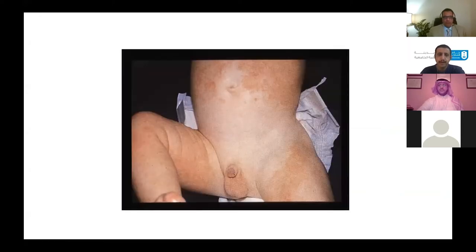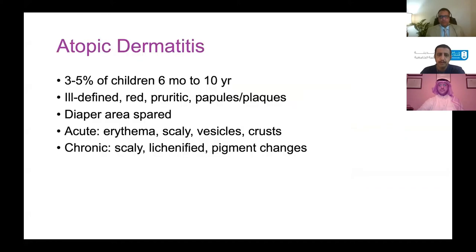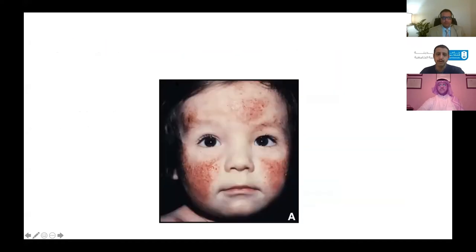Okay, and here we have the genital area clearly spared. So atopic dermatitis is a common acquired disease. We see it in pediatrics, in up to 3 to 5% of children from 6 months to 10 years, who will experience atopic dermatitis. It's ill-defined, as you can see in the rash, and the diaper area is usually spared. Acute, usually coming as erythematous, scaly, vesicular, crusted, and chronic, maybe scaly and lichenified, pigmented areas. So just to see it again. Okay, so as you can see here, acute compared to chronic.